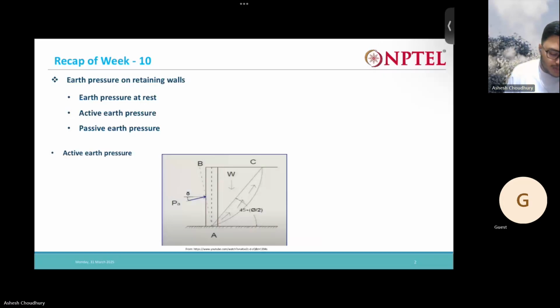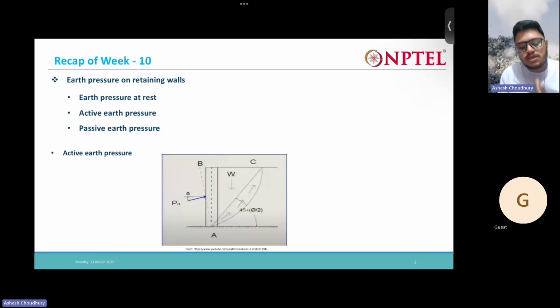When you have a soil behind a retaining wall, obviously it's going to push on that retaining wall and exert some pressure. Now, the pressures that are exerted by those backfill soils on the retaining walls can be of three types. One is the earth pressure at rest, then we can have active earth pressure, and then we may have the passive earth pressure.